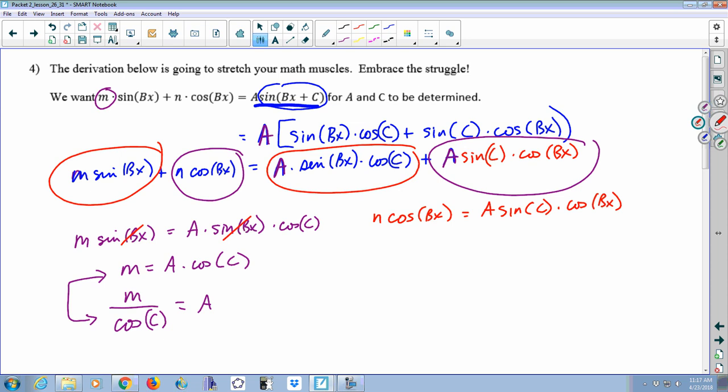Similarly, on the right-hand side, what can we get rid of in that equation? Yeah, cosine bx. If you divide both sides by cosine bx, you'll get 1. So you have n equals A times the sine of C. So that's one equation. That solves for n, which we're going to need. And then to solve for sine of C, we divide both sides by A. Once we know A and we know n, then we're going to be able to find C. All right.